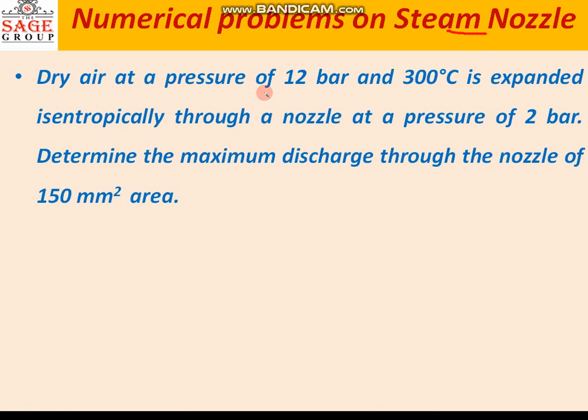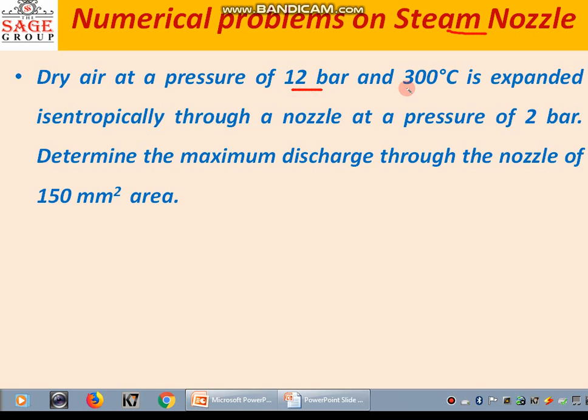Dry air at a pressure of 12 bar and 300 degree centigrade is expanded isentropically through a nozzle to a pressure of 2 bar. Then determine the maximum discharge through the nozzle of 150 square millimeter area.